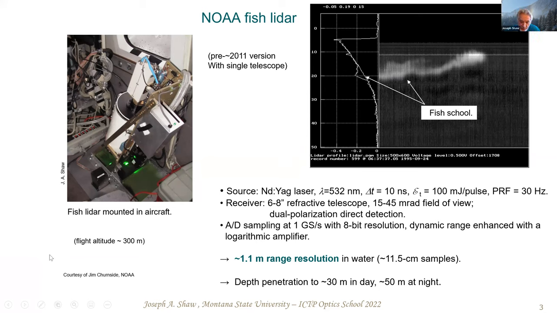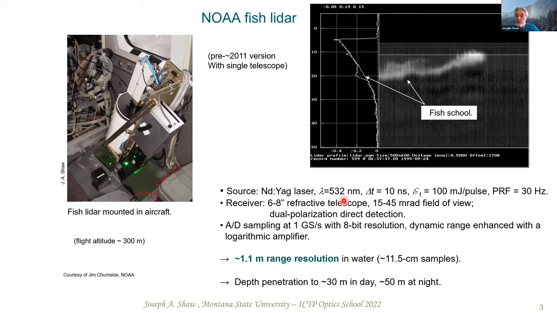I always have a problem where to put the faces when I'm doing this on my laptop. I'm going to get my laser pointer cursor so you can see better. So here's the LIDAR mounted in the airplane. It's looking through a hole in the floor. You can't really tell in this picture, but it's looking through a hole in the floor of the airplane. The airplane flies at about 300 meters. It's an Nd:YAG laser, 532 nanometers.